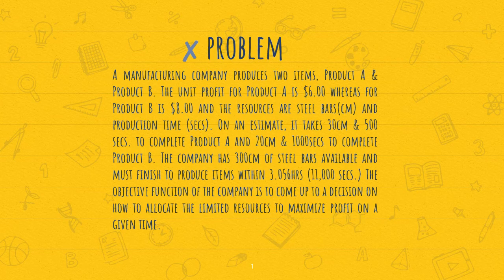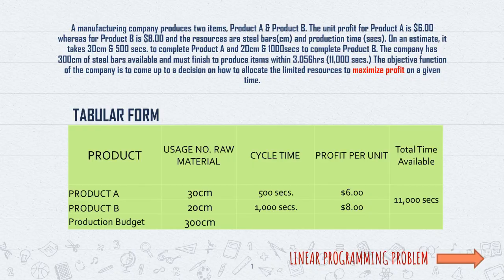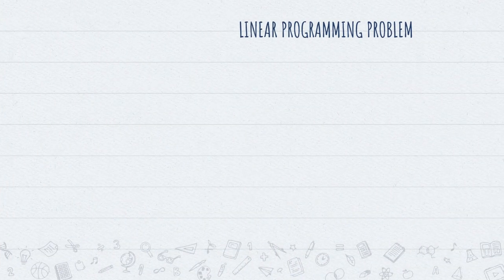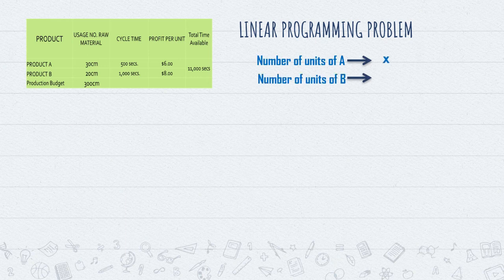First, let's represent this problem in tabular form. Do you have any idea? Here it is. Let's go through it together. We must convert this problem into a linear programming problem, and how do we do that? By writing the given problem in the form of mathematical expressions. Like in this problem, the company produces two products, product A and product B, and we don't know the exact quantity. Let us assume the quantity of product A is X and the quantity of product B is Y.